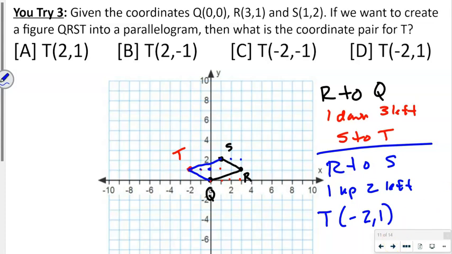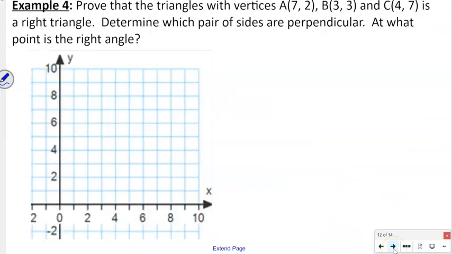This one looks like it's a parallelogram, right? I didn't draw a very straight line, but y'all get it. Any questions? So my answer was, no, was it C? It was negative 2, negative 1, right? I almost circled the wrong one. So this was D.